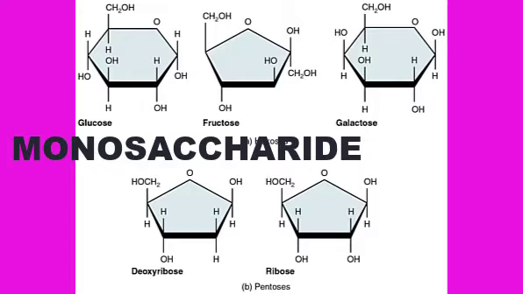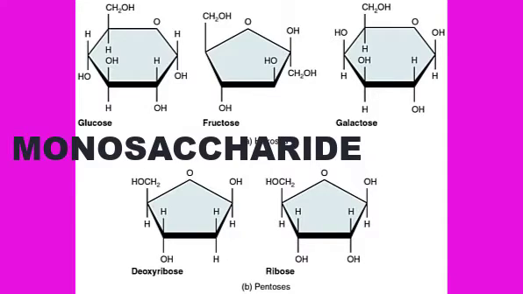A monosaccharide is a monomer of carbohydrates. Five monosaccharides are important in the body. Three of these are the hexose sugars, so-called because they each contain 6 atoms of carbon, and these are glucose, fructose, and galactose.